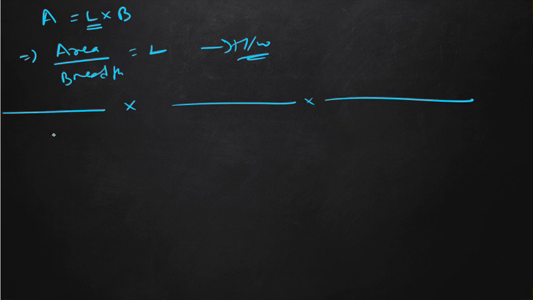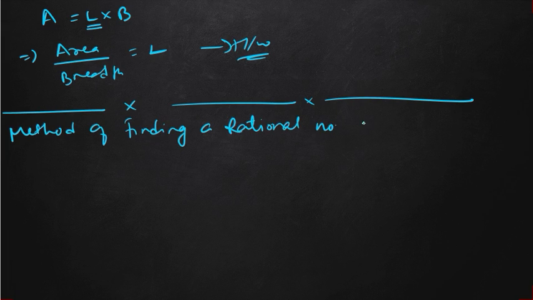So next is our method of finding a rational number between two given rational numbers. Okay, it's very easy. So first you need to understand that we need to find a rational number. It may be 1 rational number, 2 rational numbers, 3, 4, as it is. So you can see the page number 22 also.